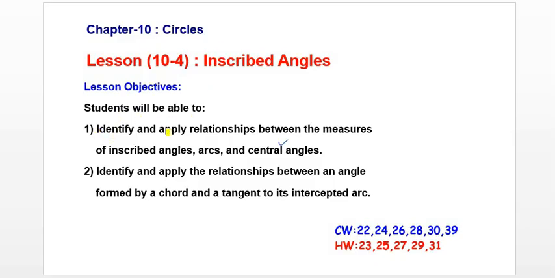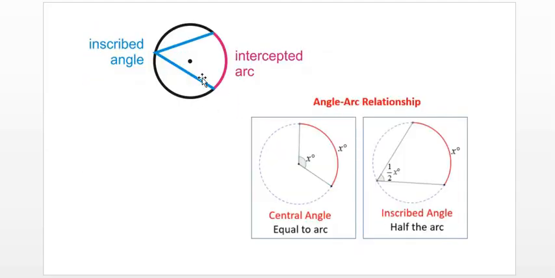Our main objective is to identify and apply relationships between inscribed angles, arcs, and central angles. And then our second objective is to apply the relationships between the angle formed by a chord and the tangent to its intercepted arc. Clear? So here, look at this one.